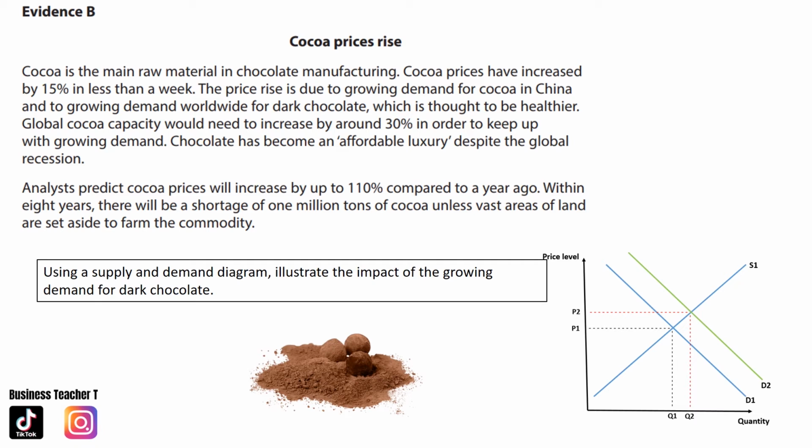So we can see that there's been an increase in demand, and we can see that from D1 to D2. And we've got all parts of our diagram fully labelled.